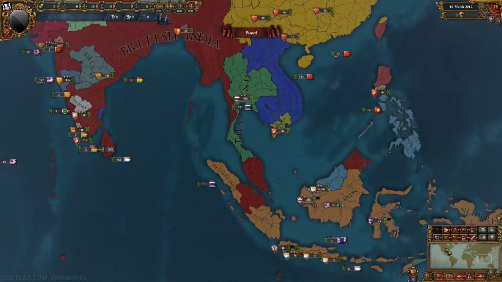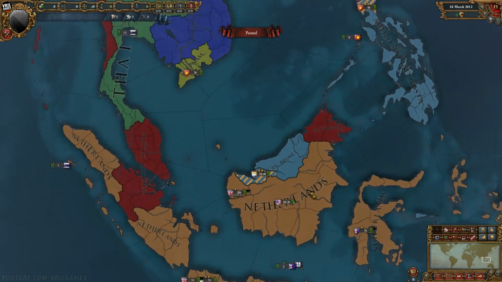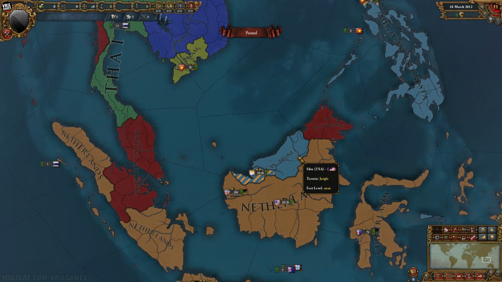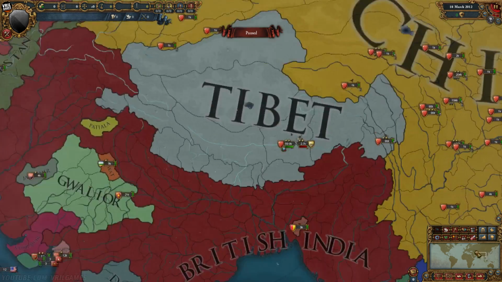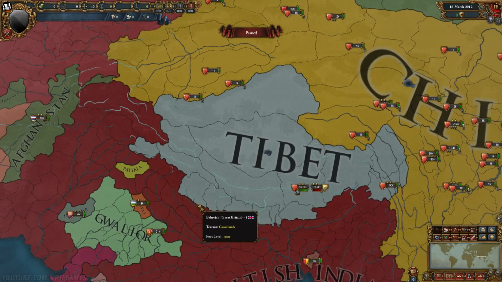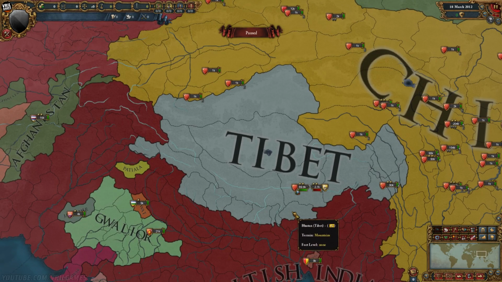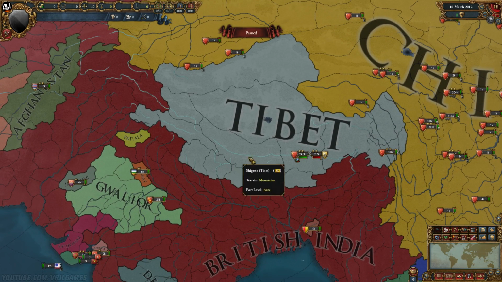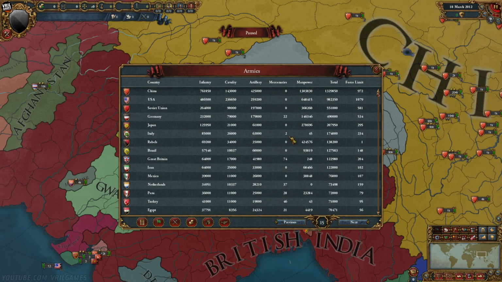Over in the East, we had a war between the USA and Brunei, and the Americans were able to quickly win that war and take over all of that. We also had a war between Tibet and Nepal and Bhutan, and Tibet was able to take over both of them. Let's have a look at the armies of the world.